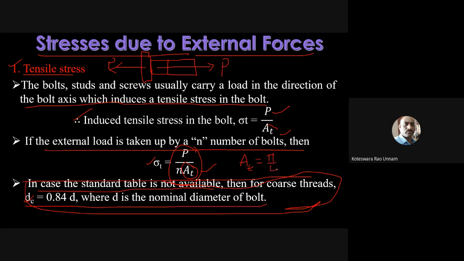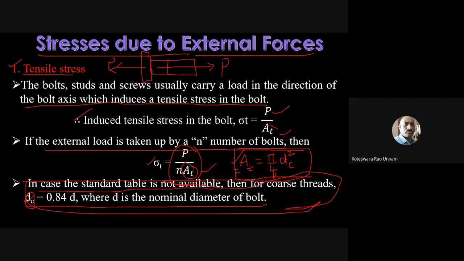π/4 Dc². This is done when this At is not available to you from the data book. If it is available, you straight away pick it from the data book. If that is not available from the data book, then you need to assume the relation Dc = 0.84 D. Then based on Dc, you can compute the tensile stress area.